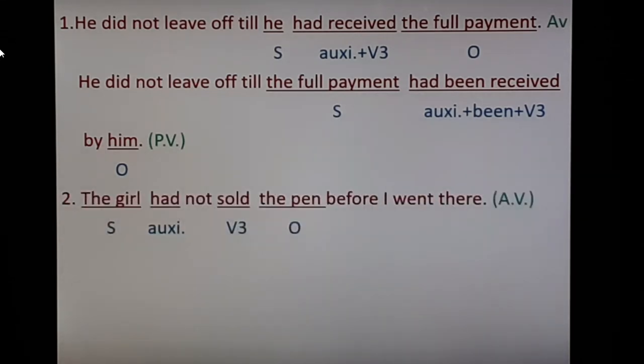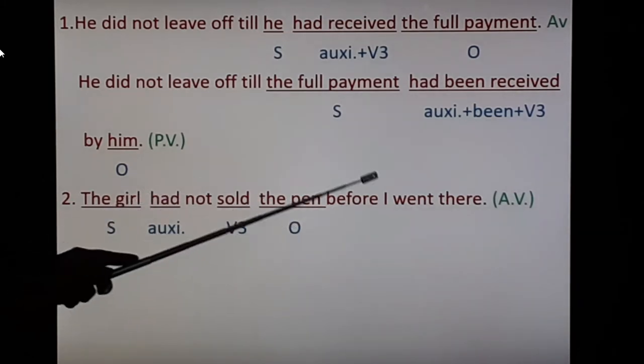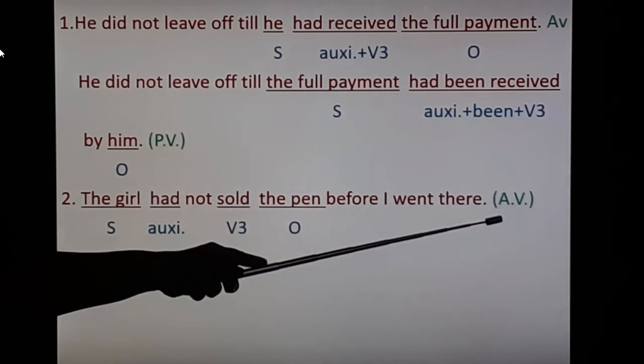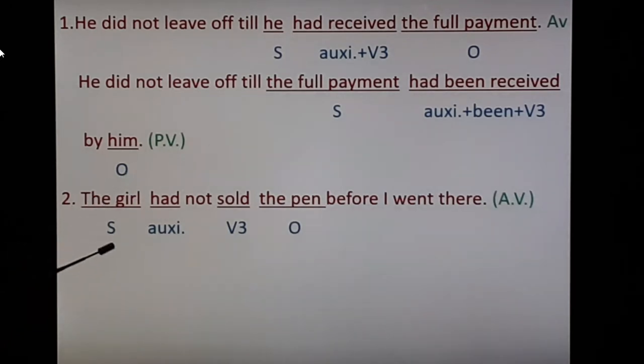Next, the girl had not sold the pen before I went there. So this is active voice. The girl, subject, had, auxiliary verb, not is given because we are framing negative sentences. Then sold, V3 form, the pen, that is an object. Now we will turn this active to passive.